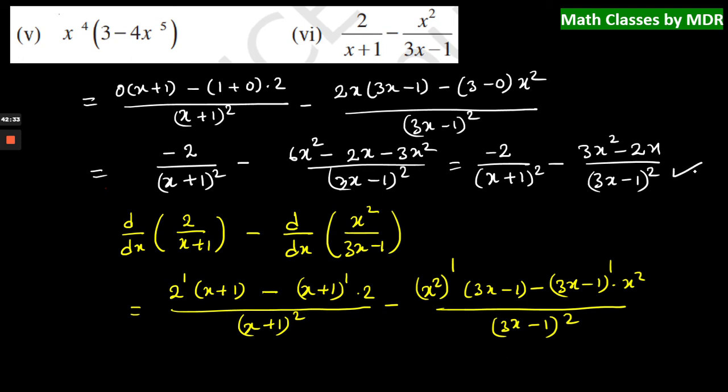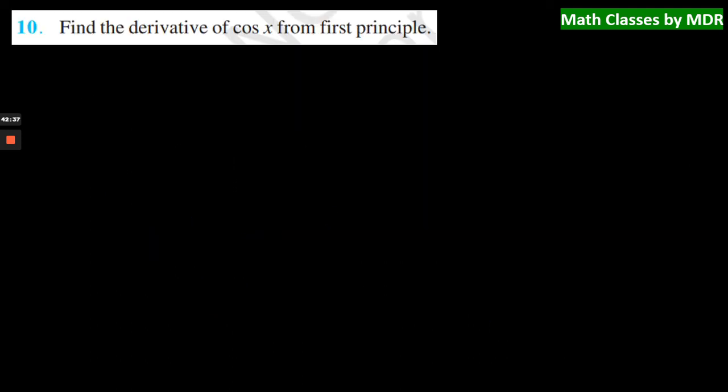Now let's see the next question. Find the derivative of cos x from the first principle. Again we have to go back to first principle, that is when we have d by dx of f of x. So what do we have to write? Limit h tends to 0, f of x plus h minus f of x, by h, where f of x plus h is nothing but cos of (x plus h), and f of x is cos x.